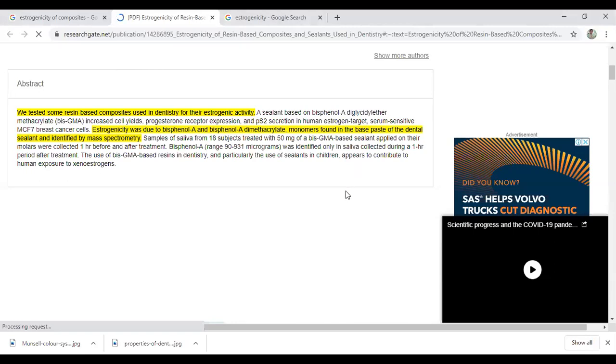Okay, this is what is for bis-GMA. Yes, it has estrogenic activity. But I want to know the question, what it is. Is it there with me? We'll just go through the questions first. One second, we'll just see a few questions.